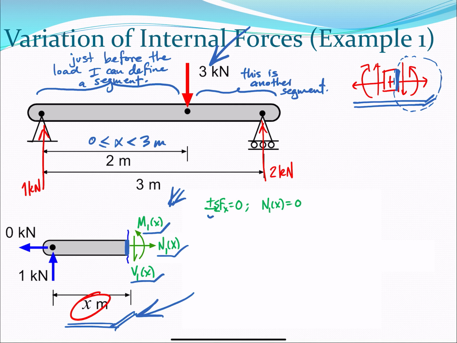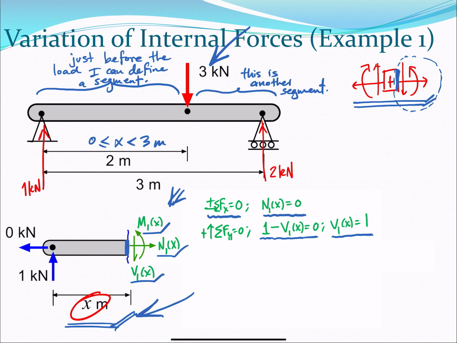Sum of forces in x equal to 0, right? And then there are no normal forces to see, so normal force 1 in x is equal to 0, right? That's my first function. What about sum of forces in y equal to 0? Whatever goes up is positive, so I have the reaction, right? The reaction 1 goes up, and then minus the shear force in x, and then there is nothing else, so this is equal to 0, so my shear is equal to 1.